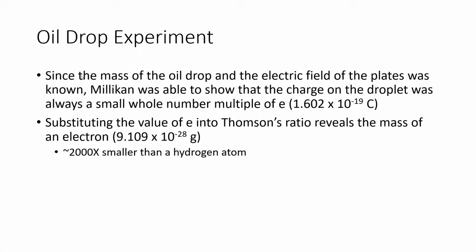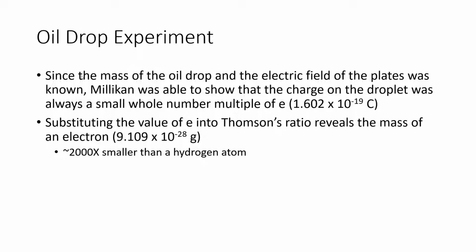So, since the mass of the oil drop and the electric field of the plates was known, Millikan was able to show that the charge on the droplet was always a small whole number multiple of this value that he called e, which is 1.602 times 10 to the negative 19 coulombs. So an impossibly small charge on this electron. Okay, you don't need to memorize that number or anything. Any of these constants would be given to you.